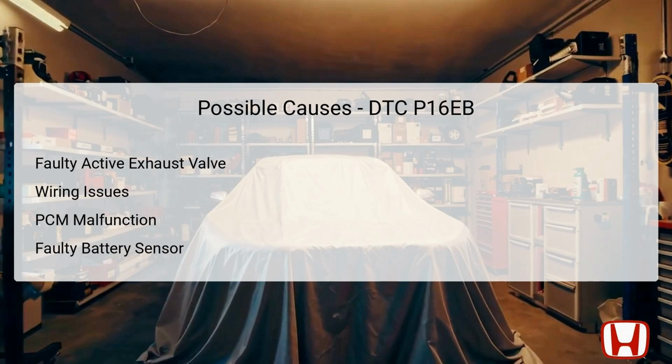If the PCM itself is malfunctioning, it may misinterpret the data it receives from the actuator, leading to erroneous error codes. A faulty battery sensor can compromise voltage readings, which also affects communication lines, particularly the LIN circuit, resulting in a disconnect between the PCM and the exhaust actuator. Therefore, it is essential to inspect each of these components thoroughly to identify the specific cause of the issue.